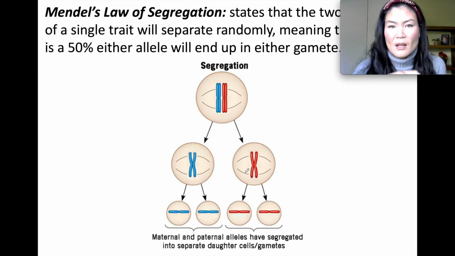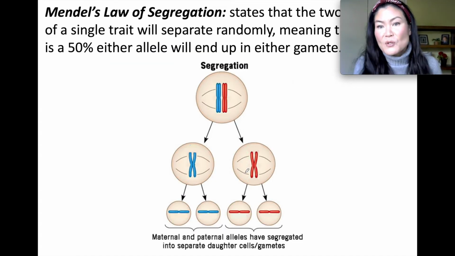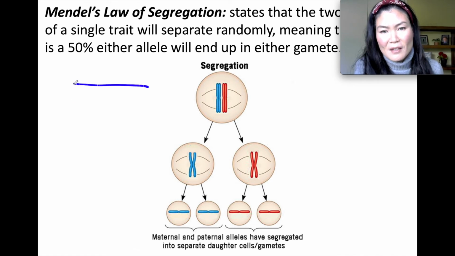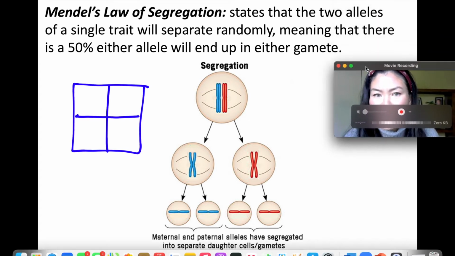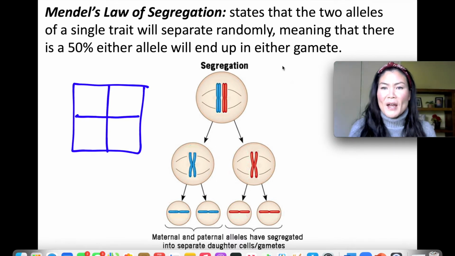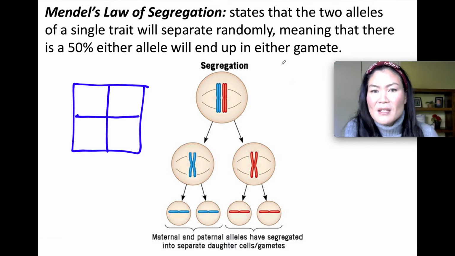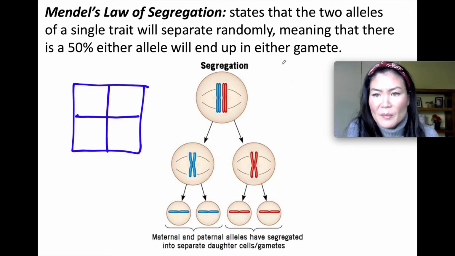Alrighty. So the reason why we do a Punnett square is because of Mendel's law of segregation. I did mention at the beginning that Mendel came up with 2 laws. This is the first law, the law of segregation. And it states that the 2 alleles of a single trait will separate randomly, meaning that there is a 50% chance either allele will end up in either gamete.